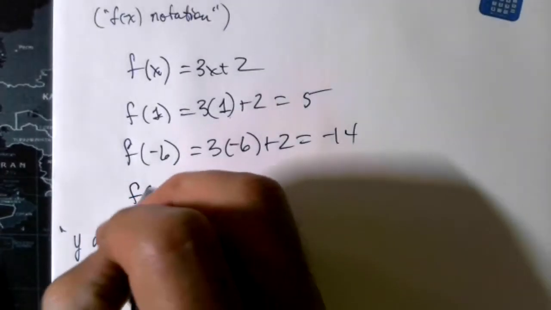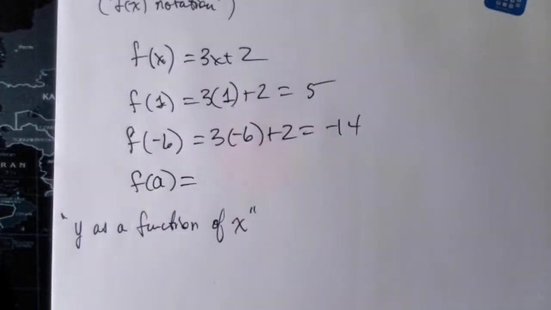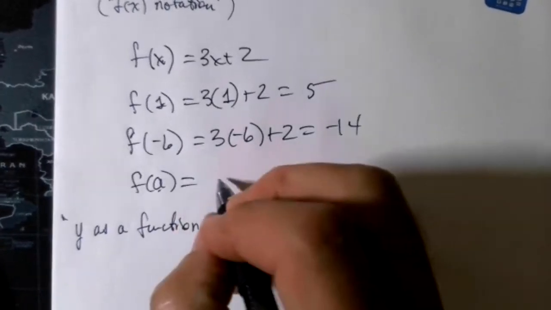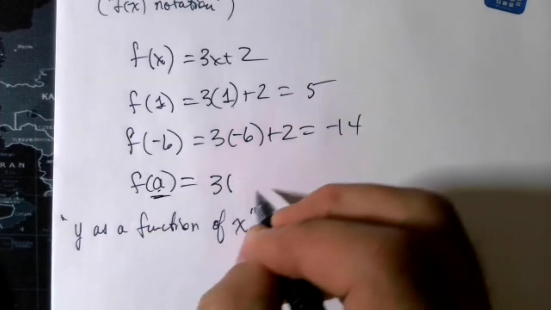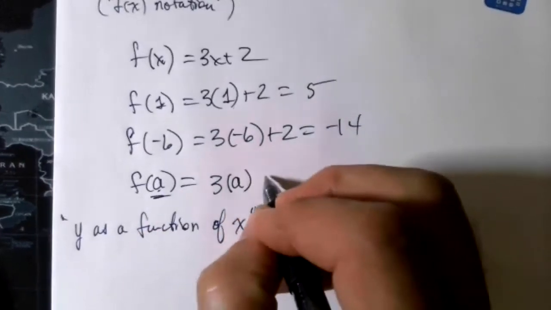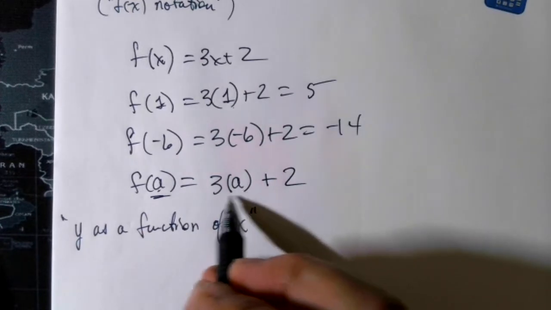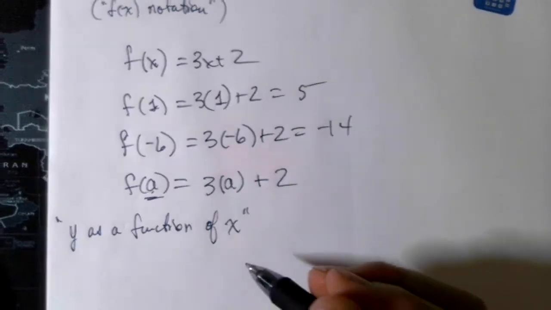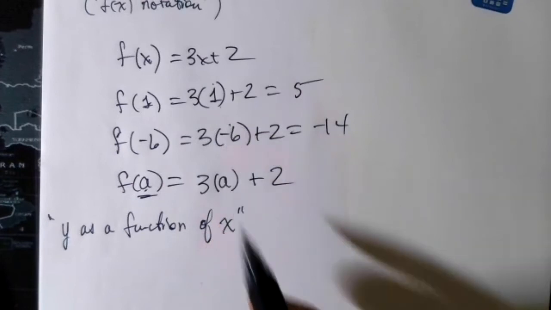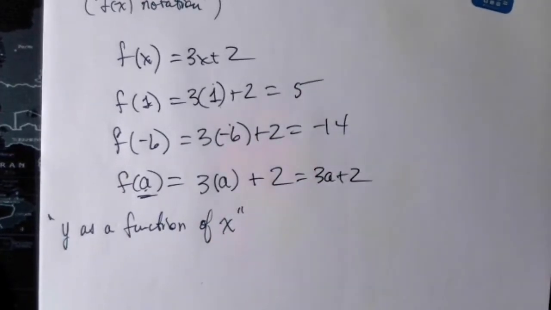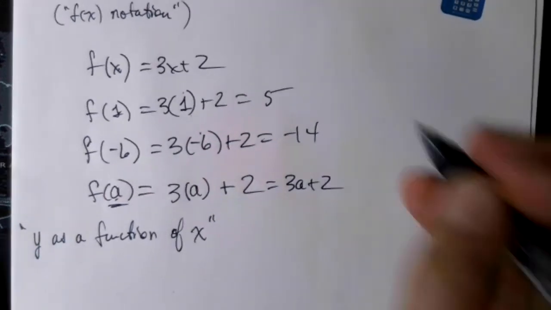I could do f of a. Now that seems weird. Well, f of a just means replace x with a. So this is 3 times a, plus 2. Now, I don't need parentheses there. I'm just doing it to emphasize the replacement, just like I did here and here. So if you just want to write 3a plus 2, that's fine. Don't combine the unlike terms, right?